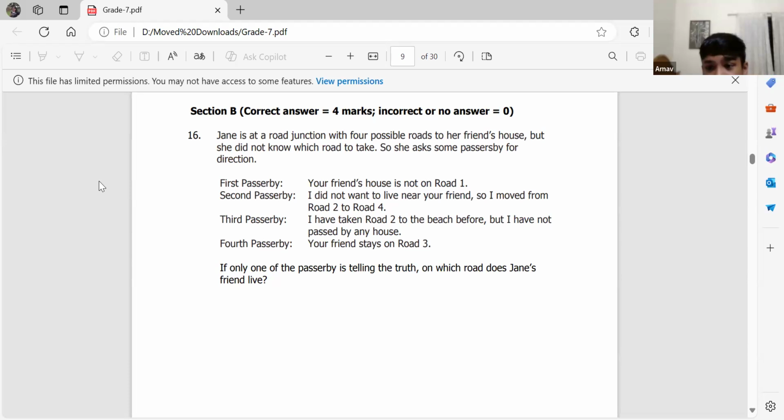It's fourth. I'm not sure. Fourth passerby is saying the truth, you're saying that. Look, there's a contradiction. It's direct information that you only said the answer will be either road 1 or road 4. But if the fourth passerby is saying the truth, Arnav, then that means the friend should live at road 3. No ma'am, I'm not saying road one. I'm saying first passerby and fourth passerby, either one of them. Okay, that's not the question. Read that last part. On which road does Jane's friend live?